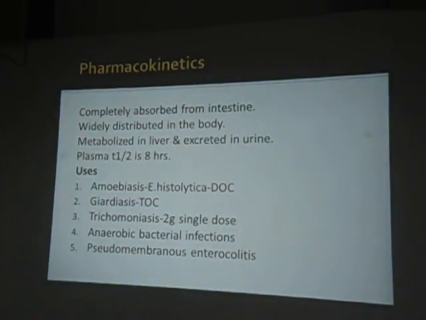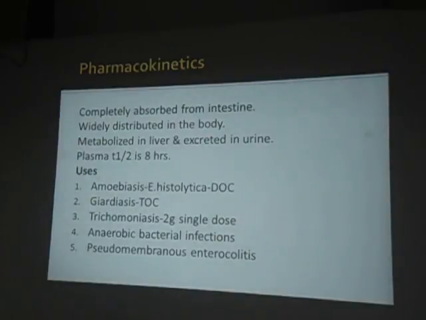Next we have the combination of drugs, that is ofloxacin or ciprofloxacin combined with tinidazole or albendazole. Ciprofloxacin is the popular trade name. It can be widely distributed in the body, metabolized in the liver, and excreted in the urine. Plasma half-life is about 8 hours, which means TID dosage, or 3 times daily dosage.